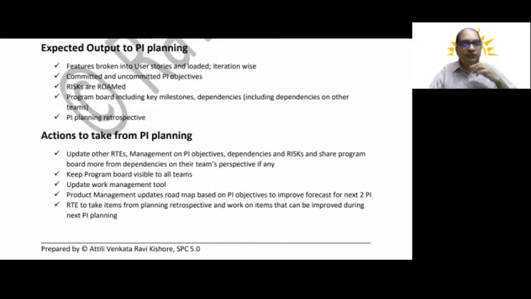I got a couple of inputs from some of the members that, Ravi, we attended PI planning, but we are not able to see the program board. Okay, my recommendation here is that let's try to have the PI board, which is accessible to all the members. And my recommendation to each one of you is that keep updating the PI program board.